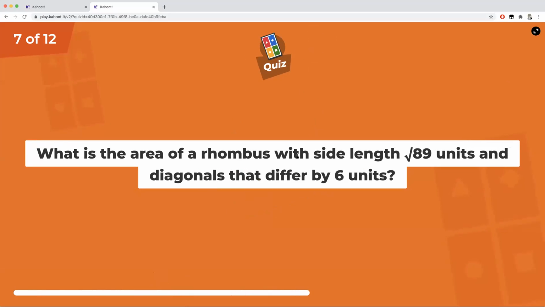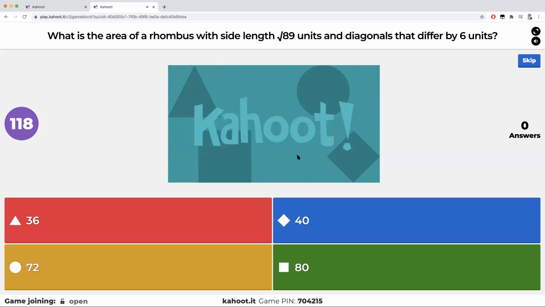What is the area of a rhombus with side lengths square root 89 units and diagonals that differ by 6 units?